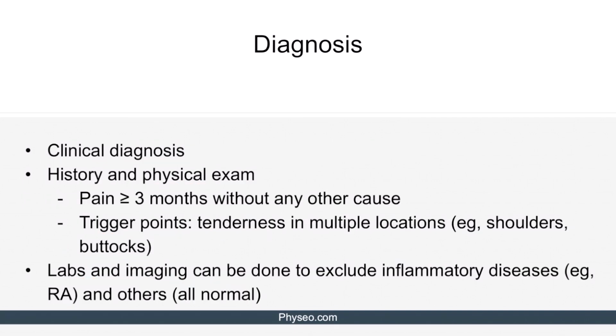Now, fibromyalgia is definitely a clinical diagnosis, and you suspect it in patients who have had pain for more than 3 months, and they have no other identifiable cause. So really, you're just ruling out anything else. It's a diagnosis of exclusion. Now, on physical exam, the classical points on the body may be tender or trigger pain. Those are called trigger points.